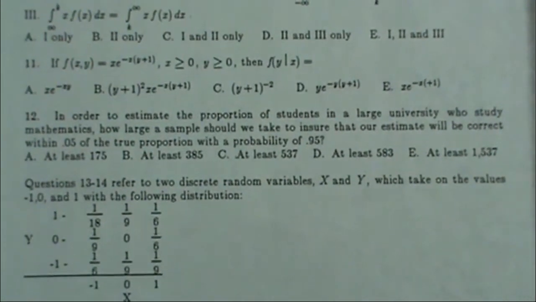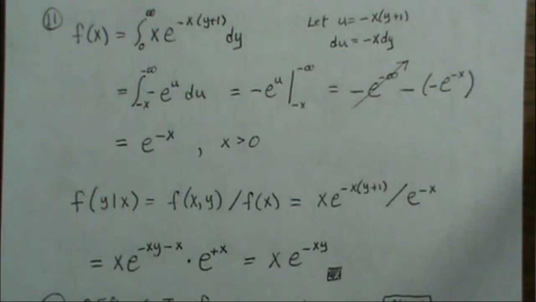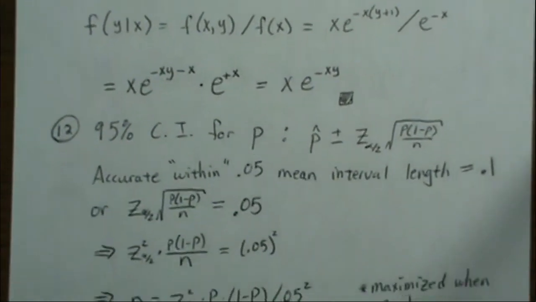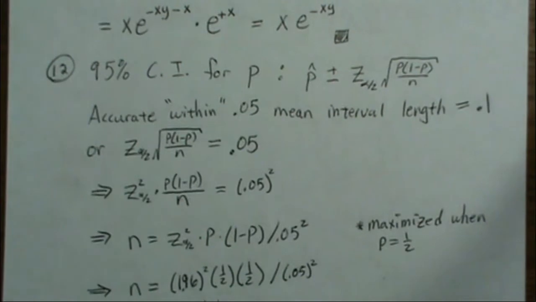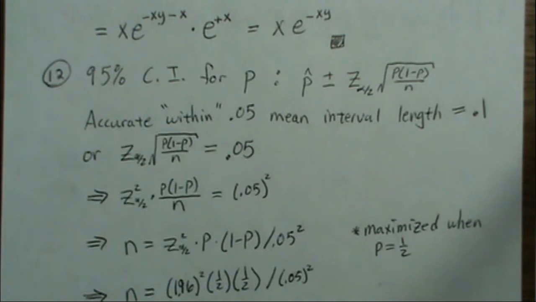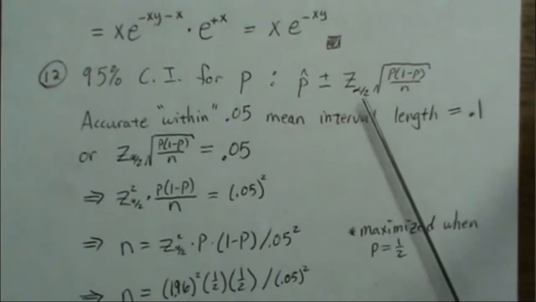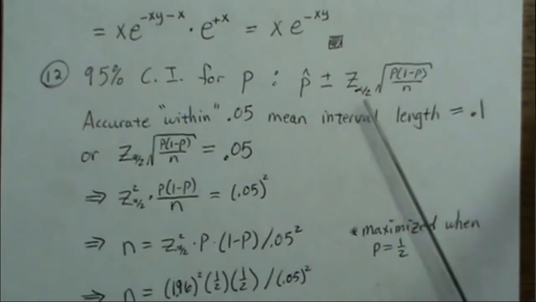Number 12, in order to estimate the proportion of students in a large university who study mathematics, how large a sample should we take to ensure that our estimate will be correct within 0.05 of the true proportion with a probability of 0.95? So problem 12, we want to estimate the proportion of students within a certain limit. So the confidence interval for P is P hat, our estimate of the proportion, plus or minus this quantity here. So this is the error term.